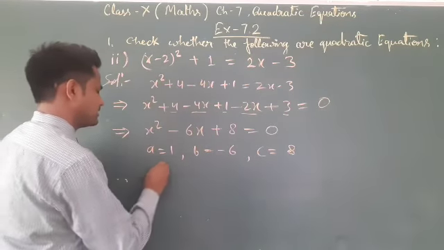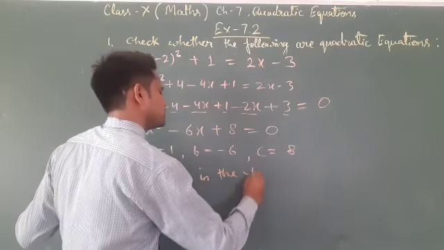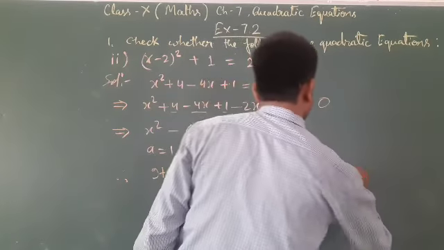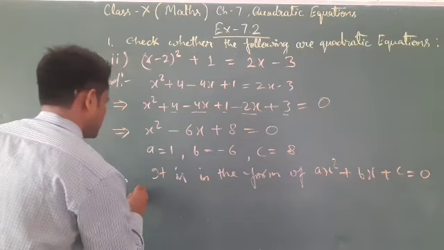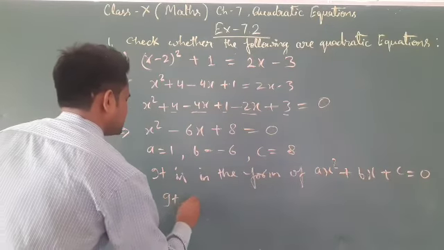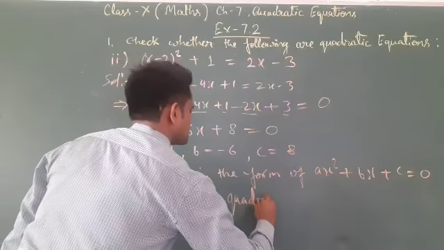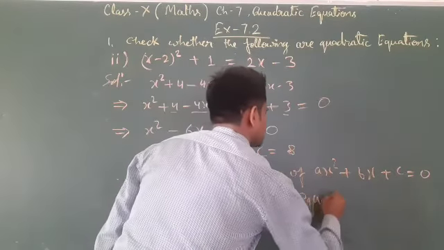Therefore it is in the form of ax² + bx + c = 0. Therefore it is a quadratic equation.